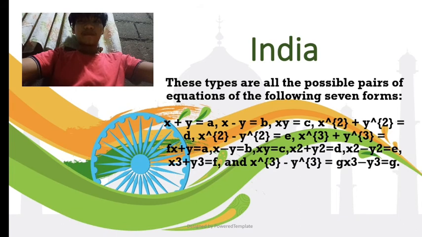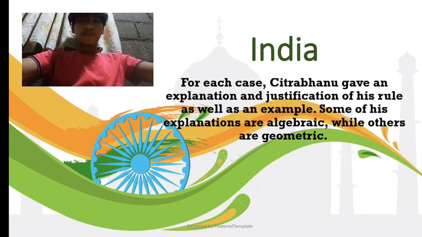and x cubed minus y cubed equals g. For each case, Citrabhanu gave an explanation and justification for his rule, as well as an example. Some of his explanations are algebraic, while others are geometric.